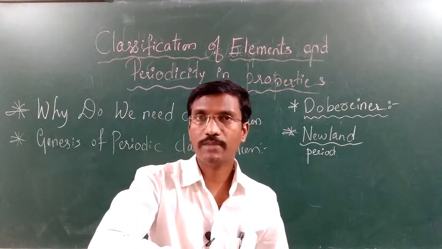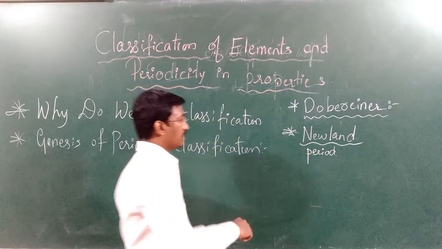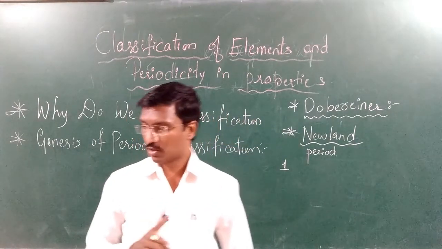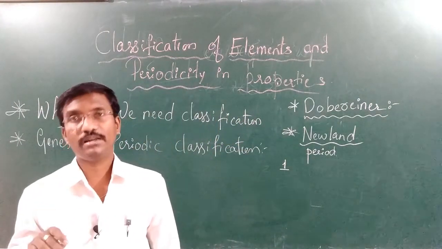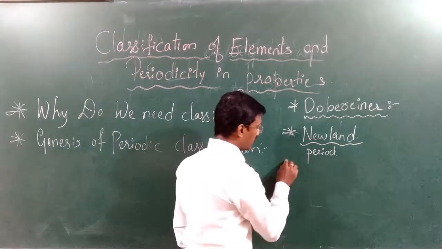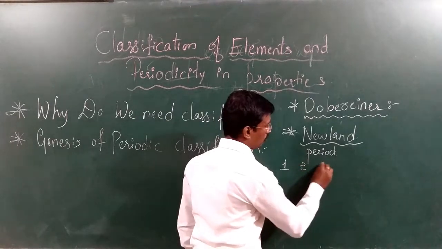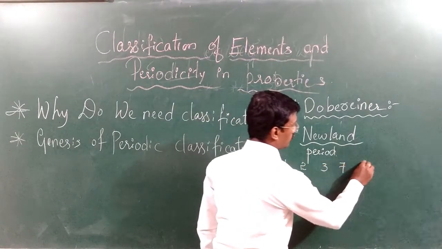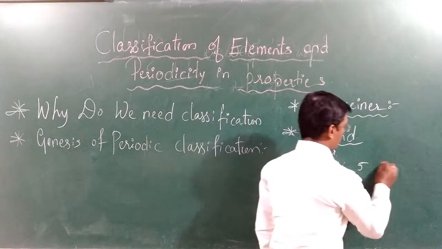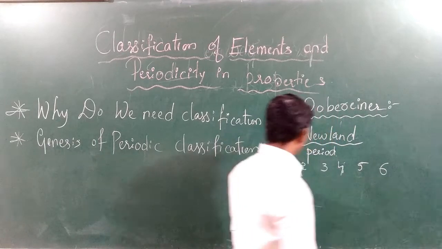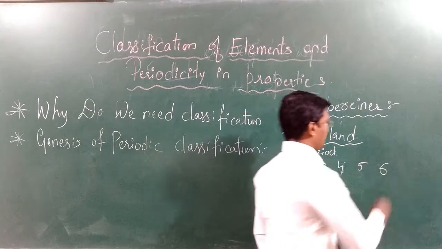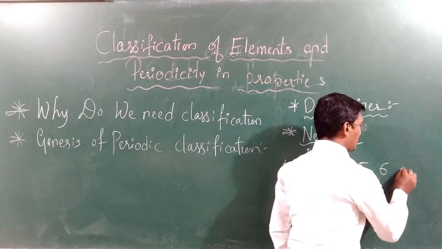According to him, every eighth element has similar properties to the first one. Every eighth element has similar properties to the first one. Think of it as 1, 2, 3, 4, 5, 6: Sa, ri, ga, ma, pa, da, ni, sa.